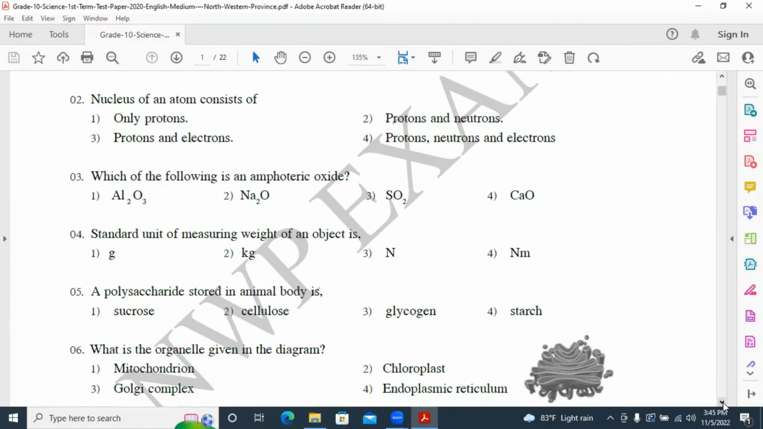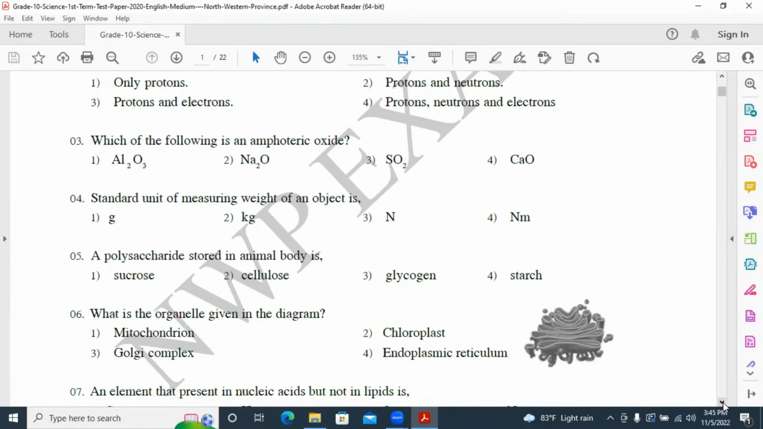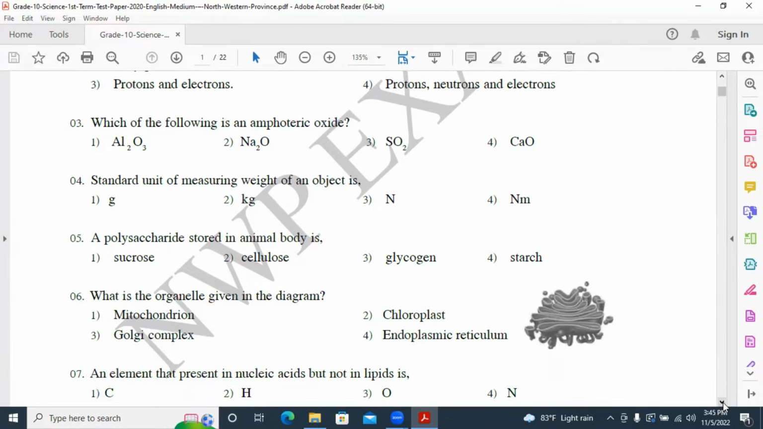Third question: which of the following is an amphoteric oxide? In here, the aluminium oxide is the amphoteric oxide, and the sodium oxide, sulfur dioxide, calcium oxide are there. We will see what are the states of these types of oxides. Sodium oxide is a basic oxide, and it is strongly basic.